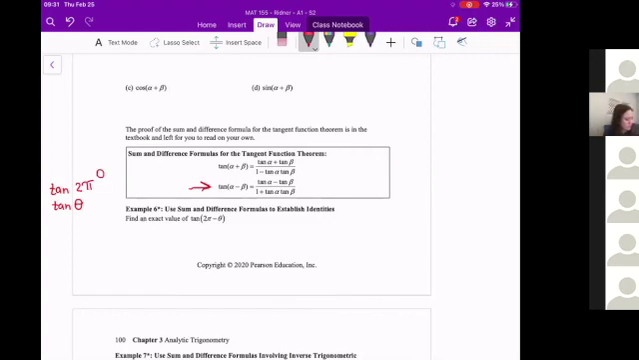This one will be all right then. So 0 minus tangent theta over 1 plus 0 times tangent theta. These are going to cancel. It's going to leave me with negative tangent theta over 1, which is just negative tangent theta.